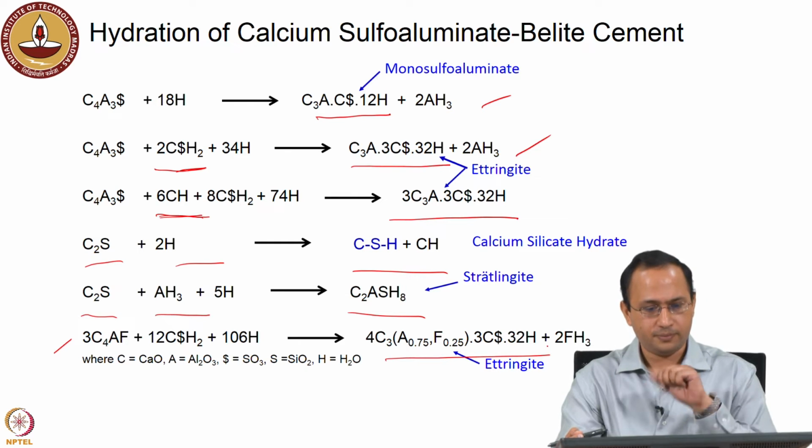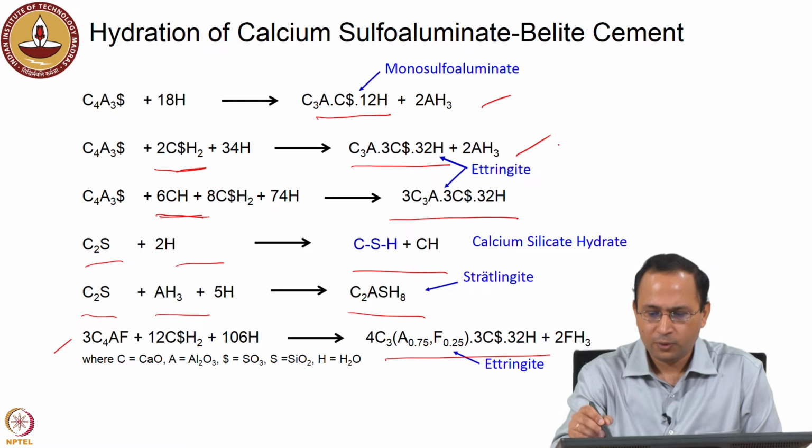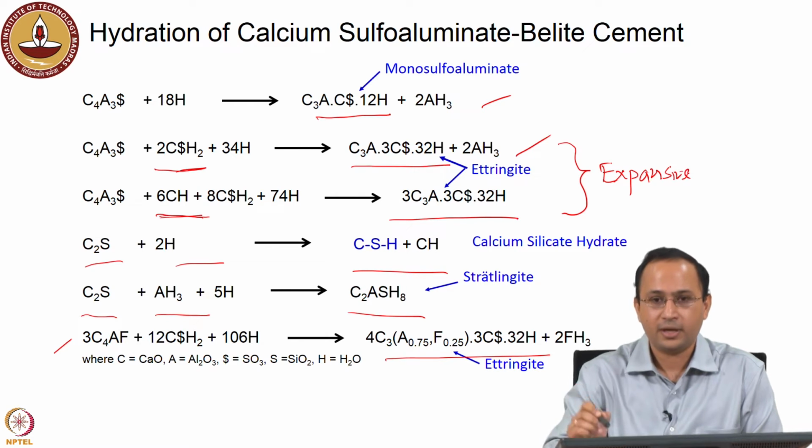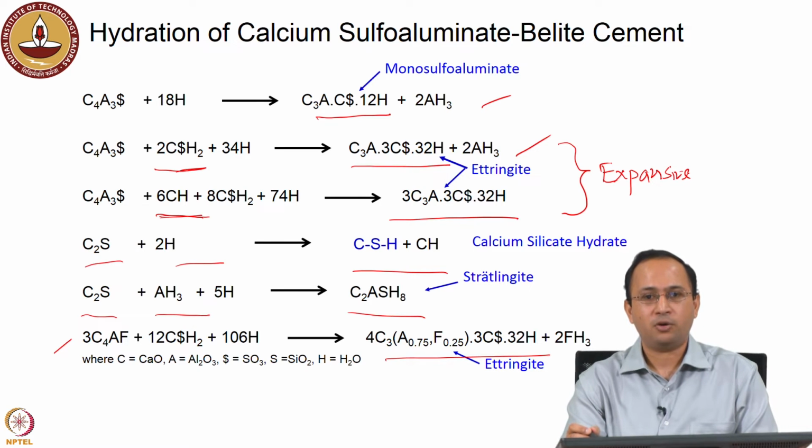So, these reactions are important to always look into, and we know that whenever we have formation of ettringite, the reaction can be expansive. Okay. We will come down to this point later. How can we leverage this expansion in making concrete durable?